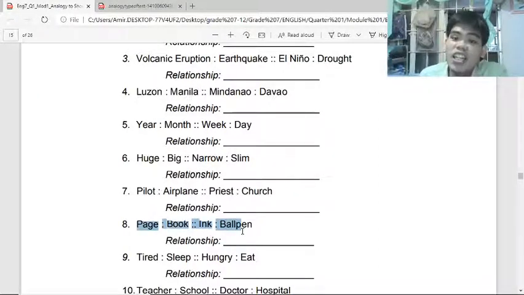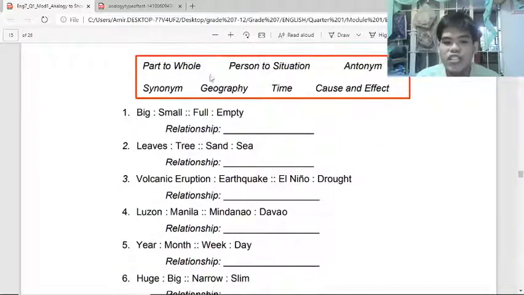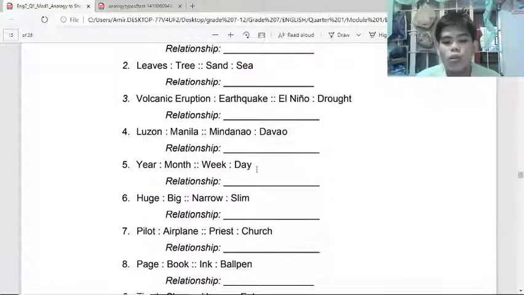Page is to book, ink is to ball pen. So what is the relationship? A page is only one piece. But if there are multiple pages, then we have a notebook or a book. And of course, ink is part of a ball pen. A ball pen cannot work without ink. So the relationship is part to whole.